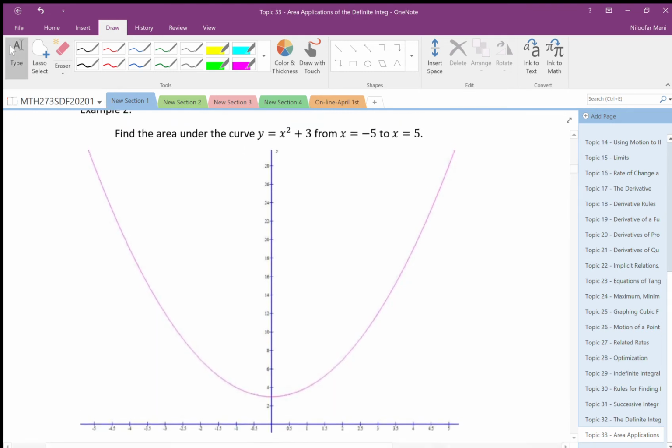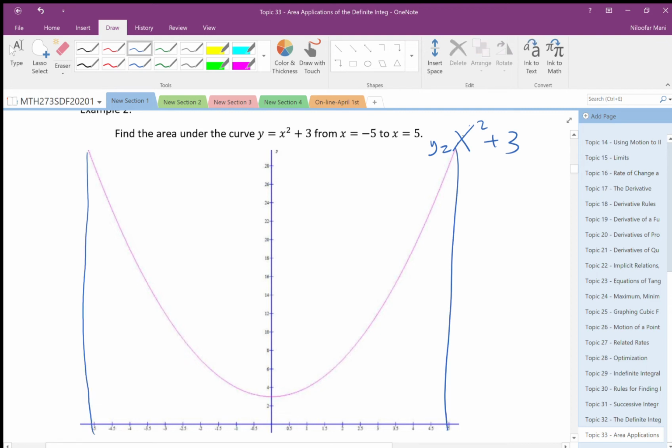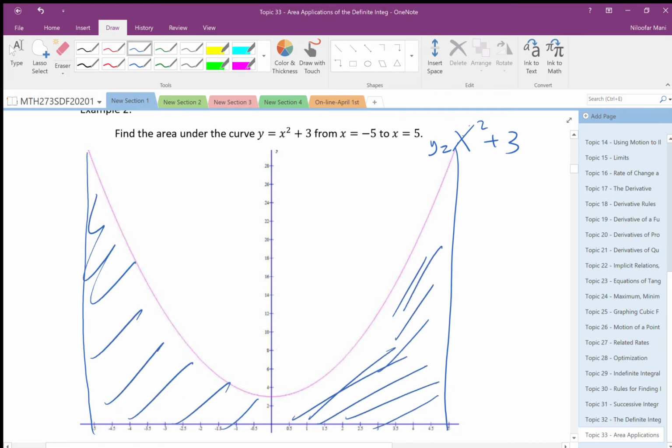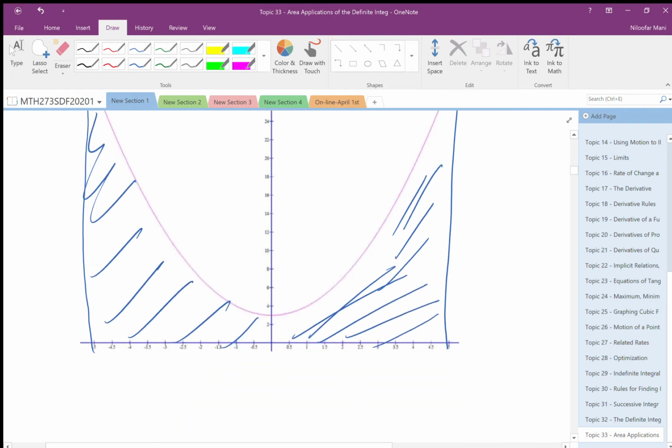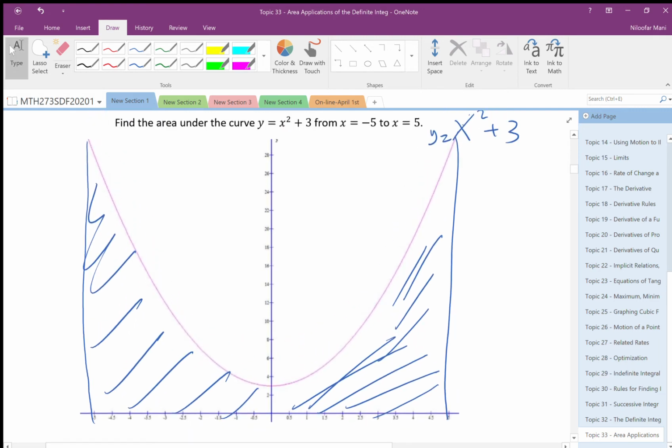So how about this one? See, for all of them I added the picture to make it easier. So find the area under the curve. This is the curve y equals x squared plus 3, from -5 to 5. Okay, so I am finding the area of this part. Perfect. So I can find it by integral. So the answer is the integral from -5 to 5 of x squared plus 3 dx.